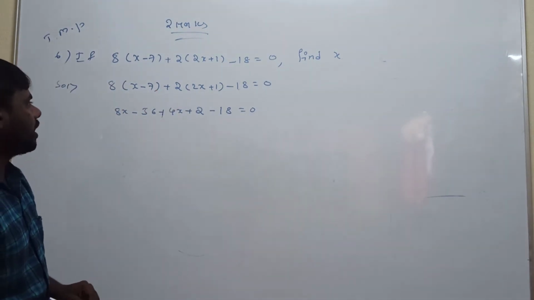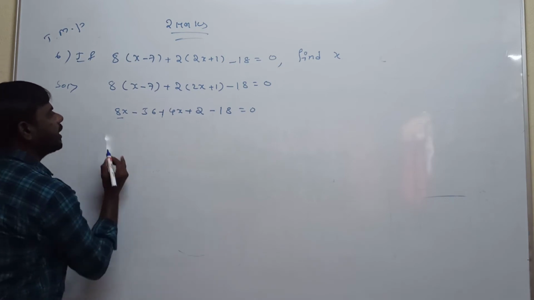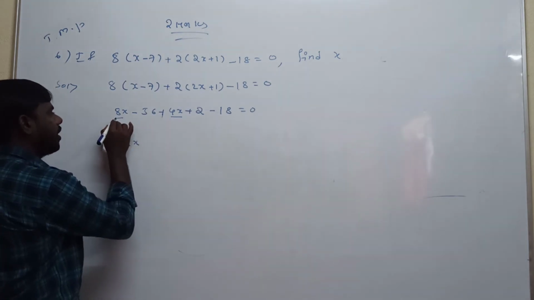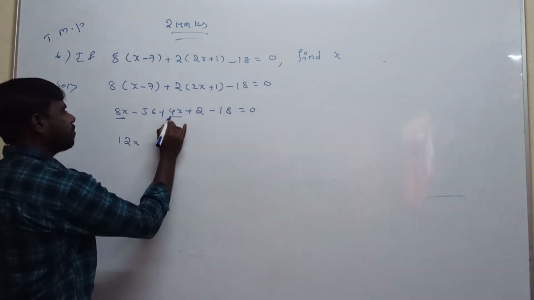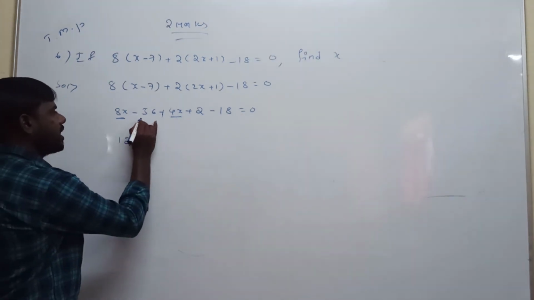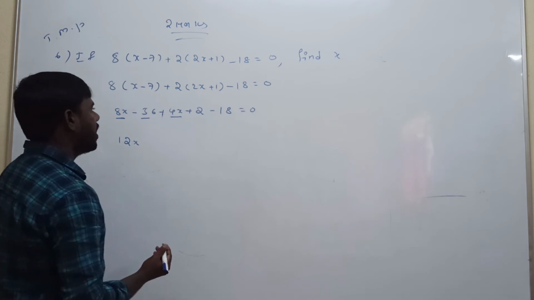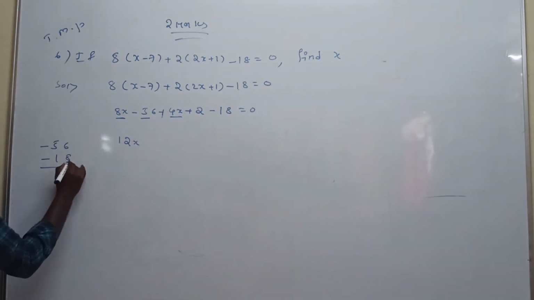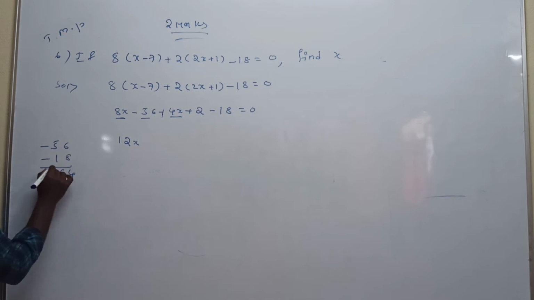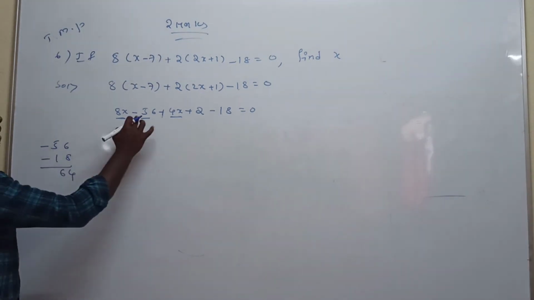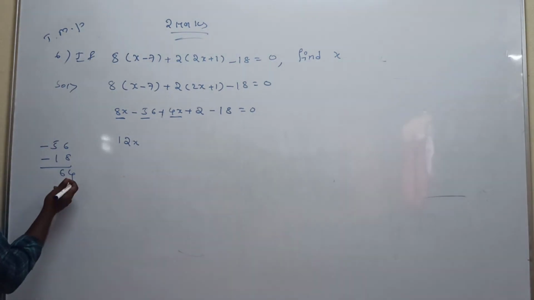Now, what are the x variables? Plus 8x plus 4x is plus 12x. Here we are adding only the x variables. Next, the constant values: minus 56 minus 18. When both symbols are the same, we can add the values and keep the same symbol.